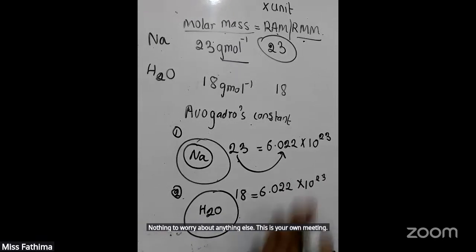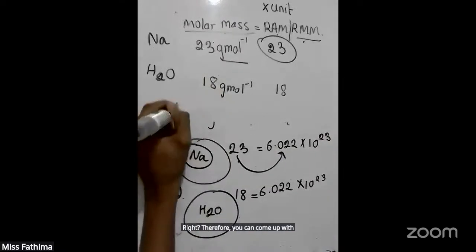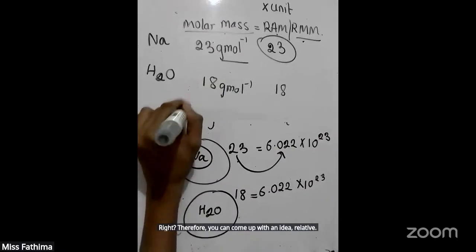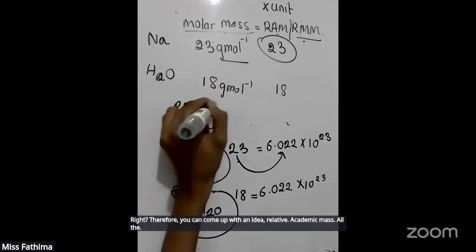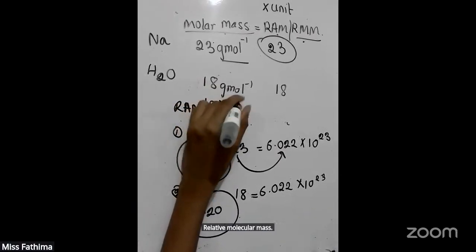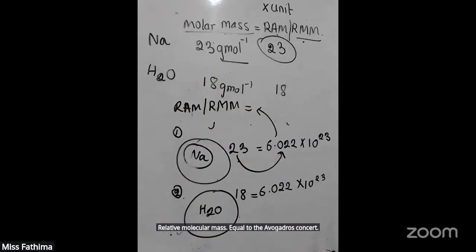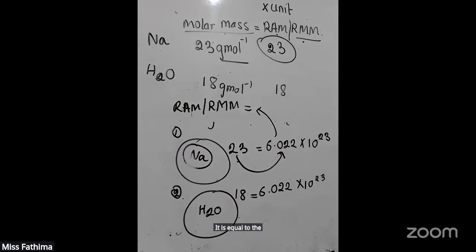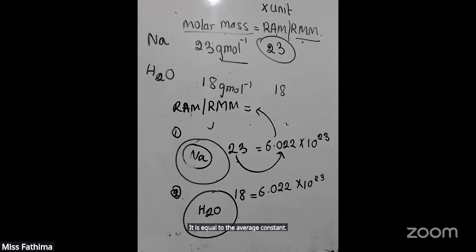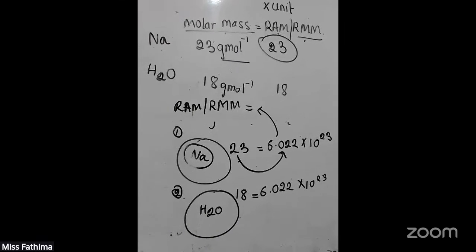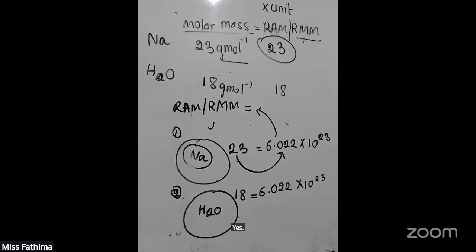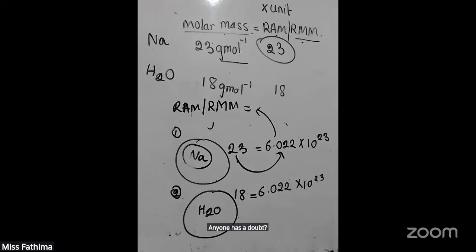Therefore, you can come up with the idea that relative atomic mass or the relative molecular mass is equal to the Avogadro's constant. Understood the idea? Yes. Anyone has a doubt? Anyone didn't understand?